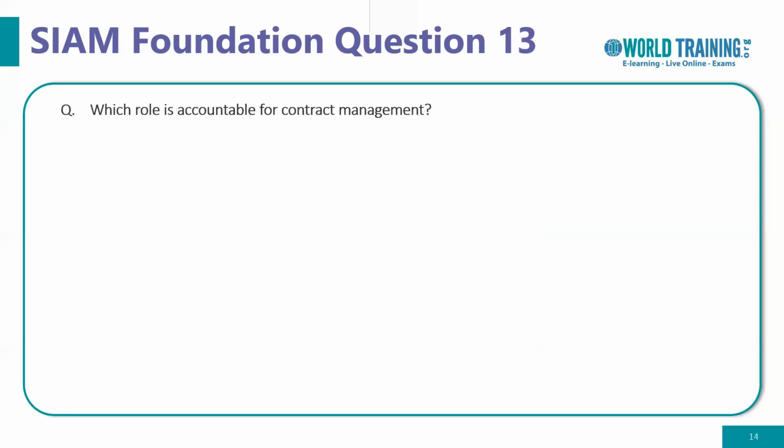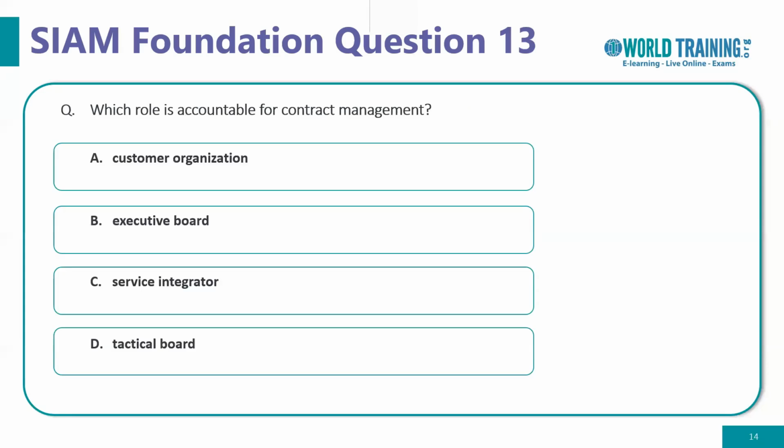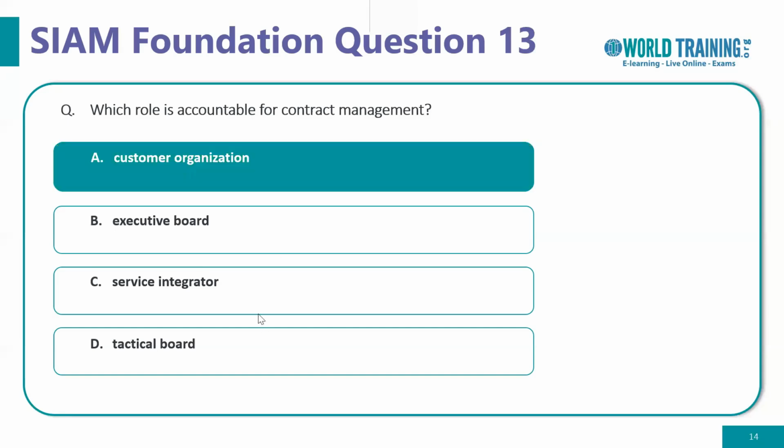Let's look at question number 13. It is all about which role is accountable for contract management. So we need to understand who is accountable for contract management. Contract management is straightforward: only the customer can take care of it, nobody else. Executive board, service integrator, tactical board are various components of a SIAM ecosystem, but they are not specific organizations, right? The executive board can be of the customer organization, steering that, but you might have people from other organizations working on it. So the customer organization is the most relevant answer here.